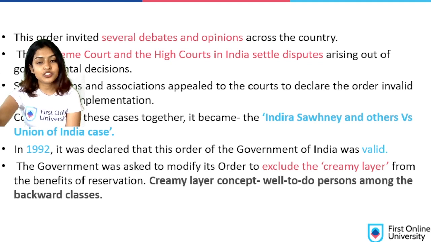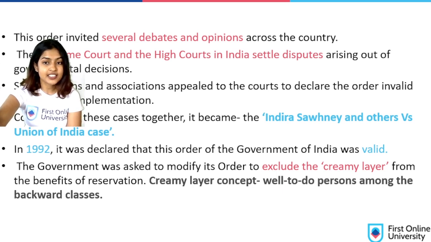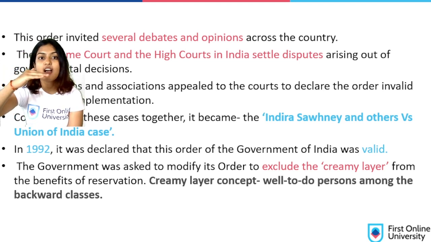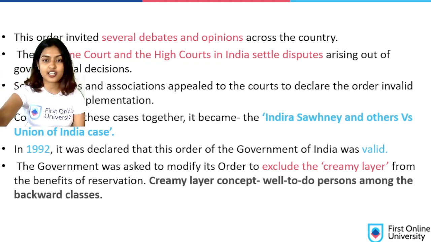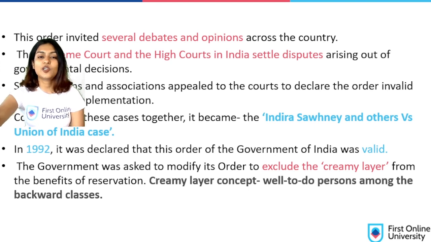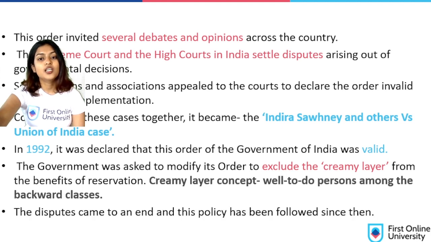The government was asked to modify its order to exclude the creamy layer from the benefits of reservation. So what is the creamy layer? Creamy layer means well-to-do persons among the backward classes. So you have a level of backward classes, and on that, you have a layer of well-to-do people. It might be in terms of having a government job or agricultural land. So these creamy layer people were to be excluded. This was the only condition that the government was asked to modify. The disputes came to an end and this policy has been followed since then. To this day, we still have 27% reservation for the socially and educationally backward.